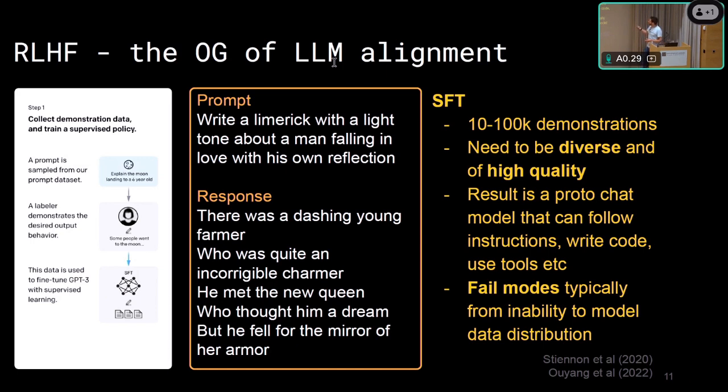And typically at this stage, according to the published literature and also our own experience doing this ourselves, you need around 10 to 100,000 such annotations. So this is a relatively small data set by the standards of, say, pre-training. In pre-training, you're typically using trillions of tokens. Here, you're typically just using millions.